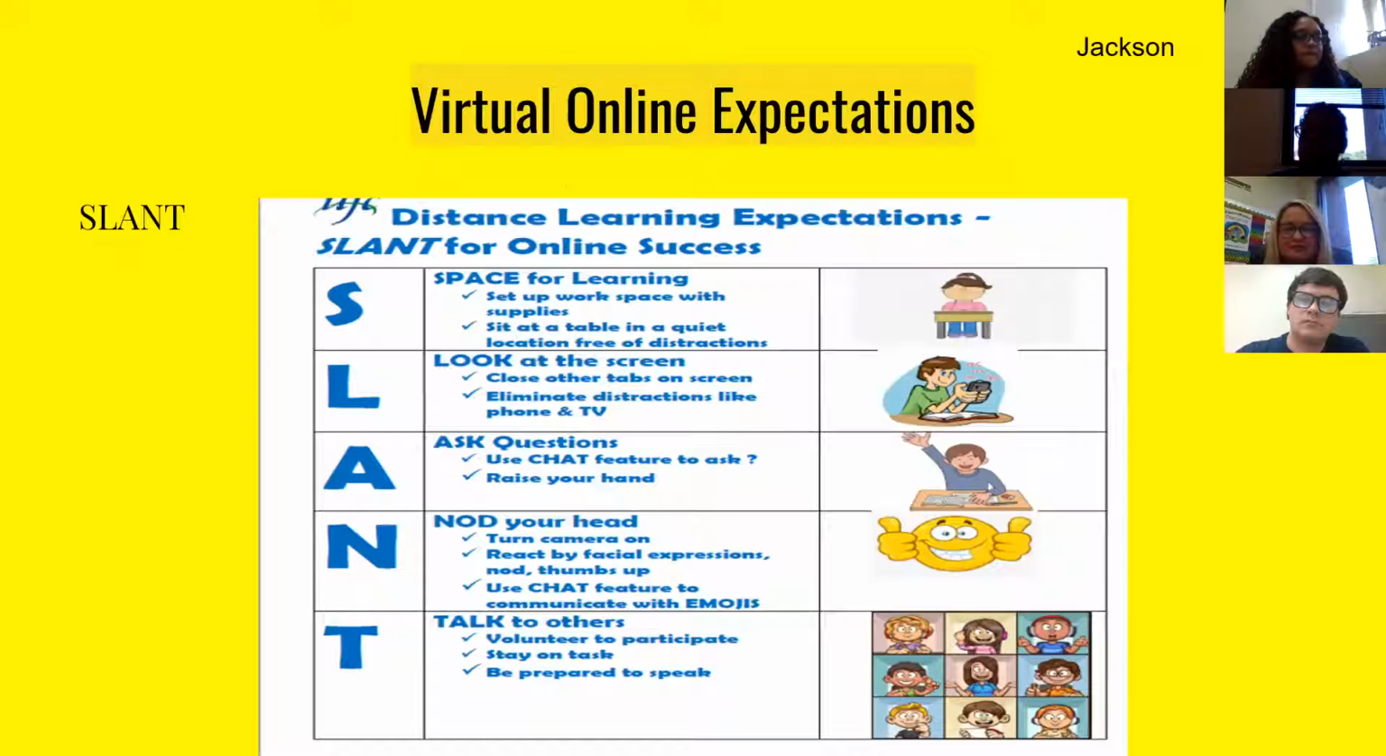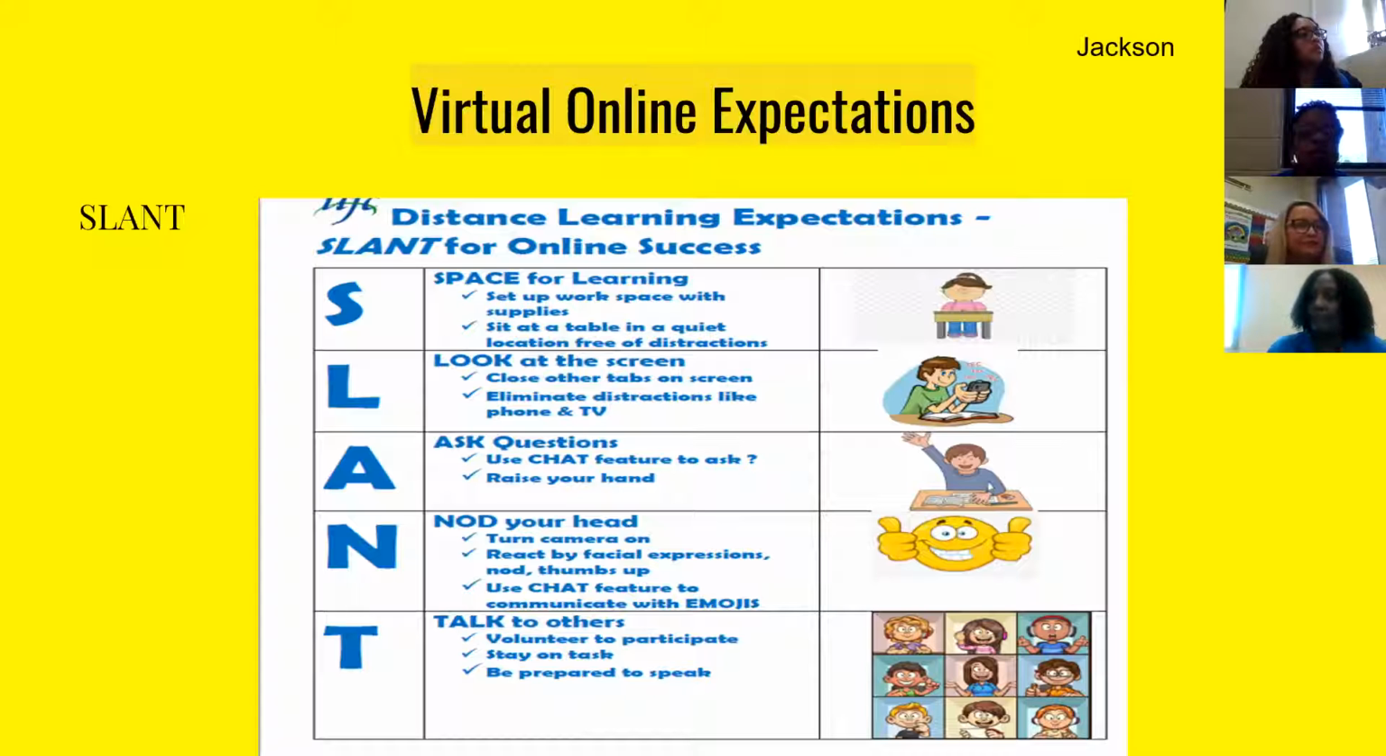Here are our virtual online expectations, which we refer to as SLANT. S is for space for learning. We're asking students to set up space with supplies, sit at a table in a quiet location in your home, free of distractions. The L is look at the screen. Close any other tabs that you may have open on your screen. Eliminate distractions like the phone and TV.